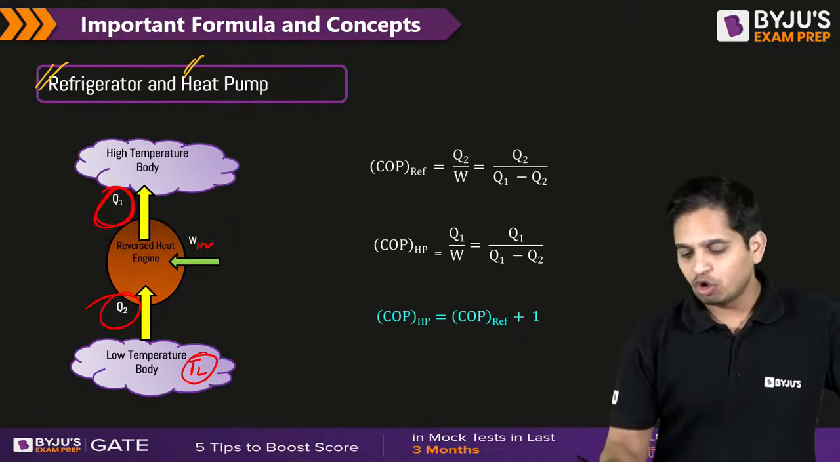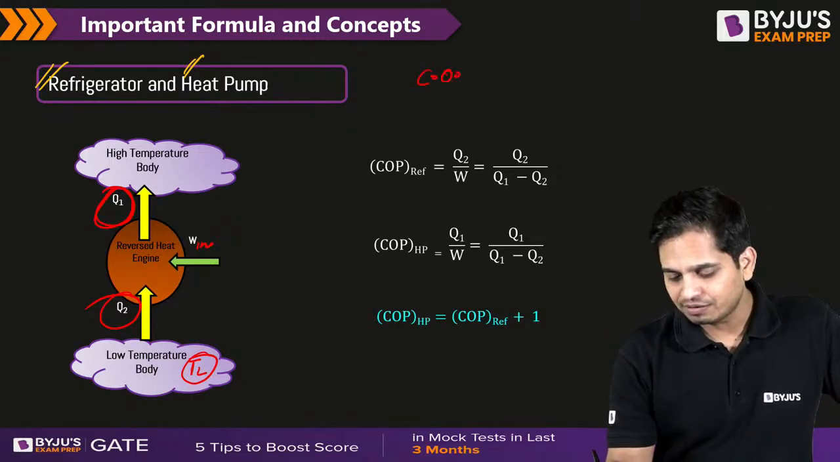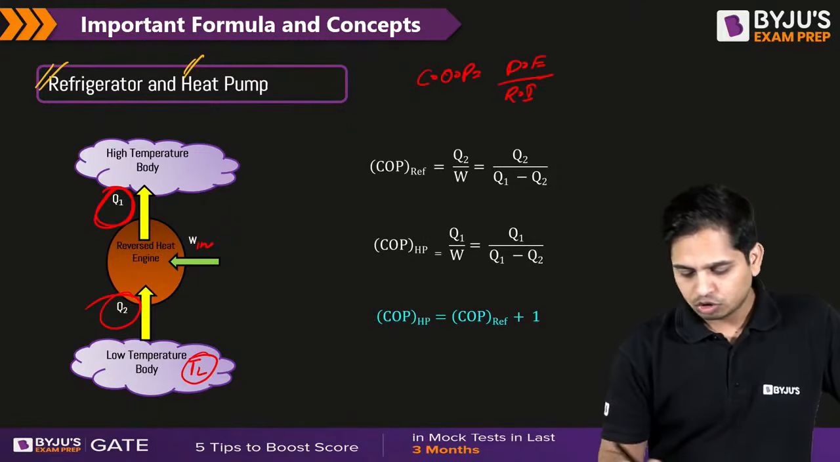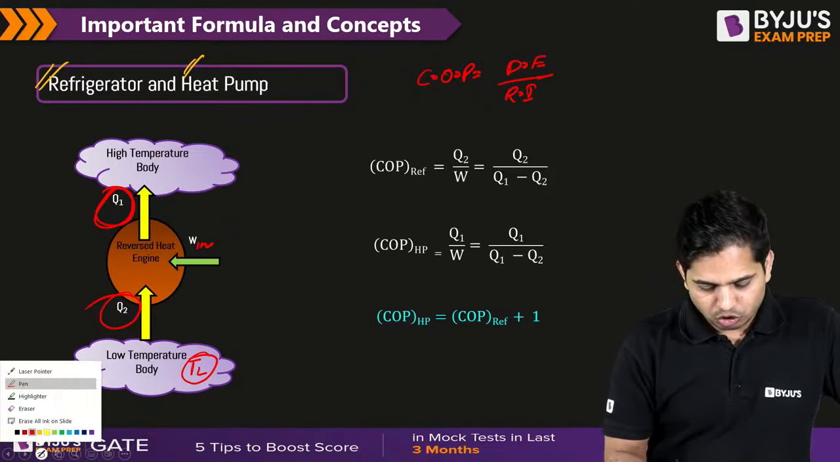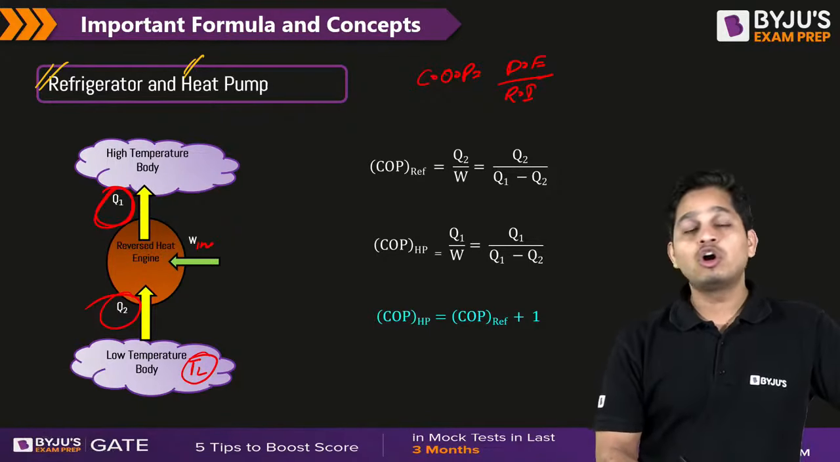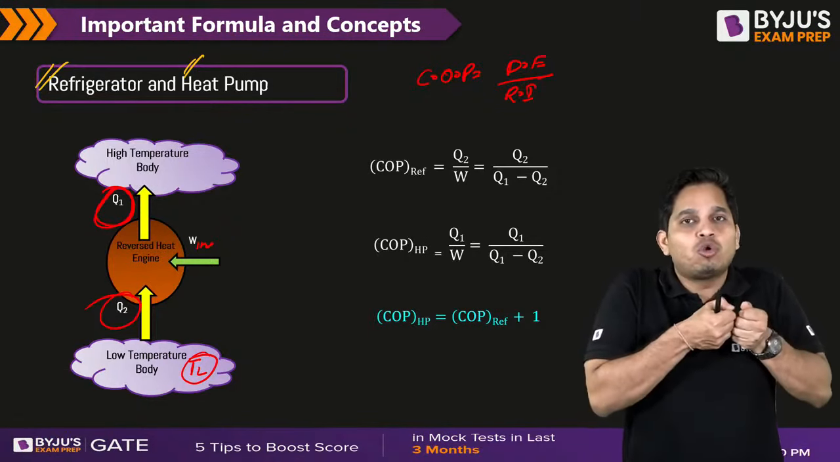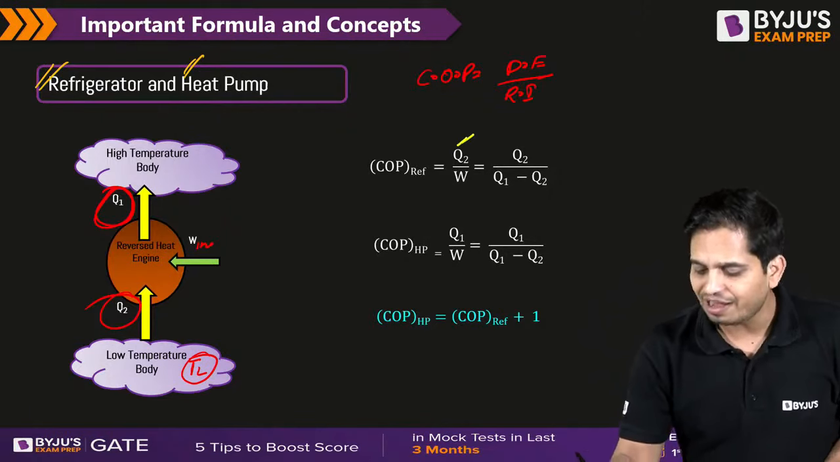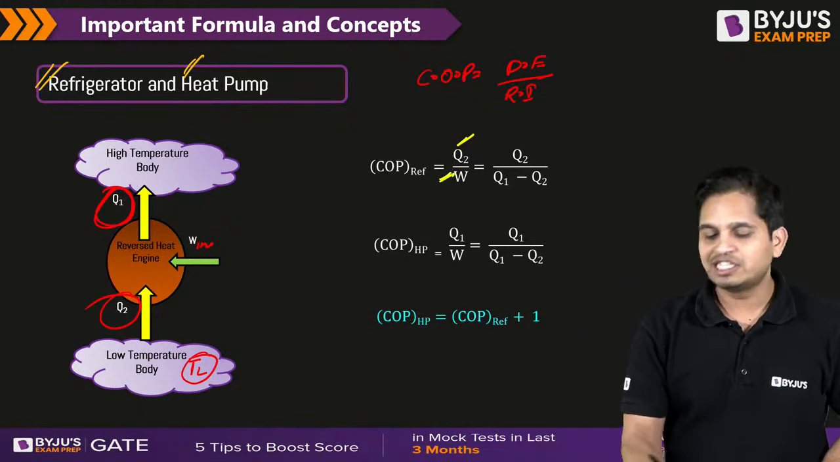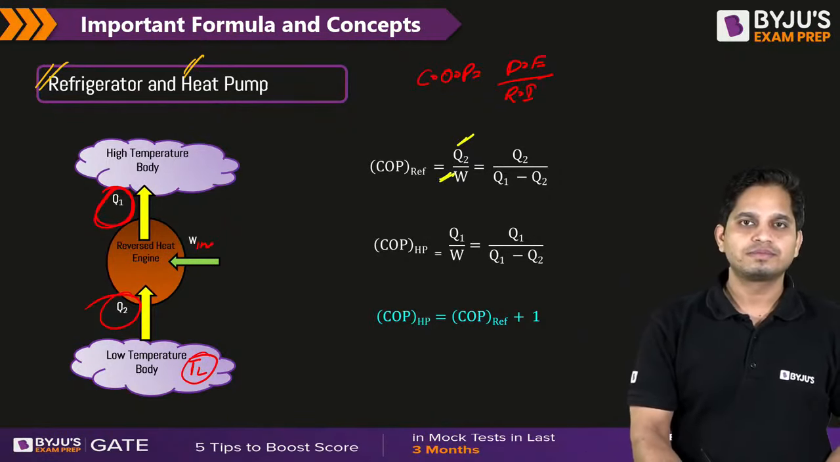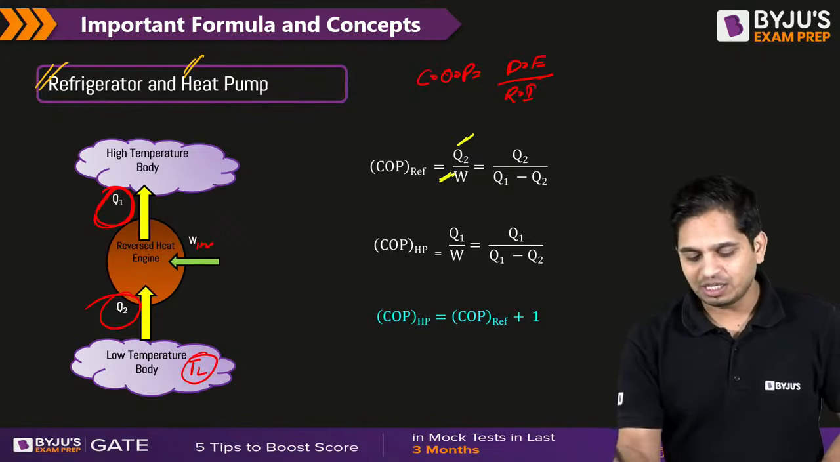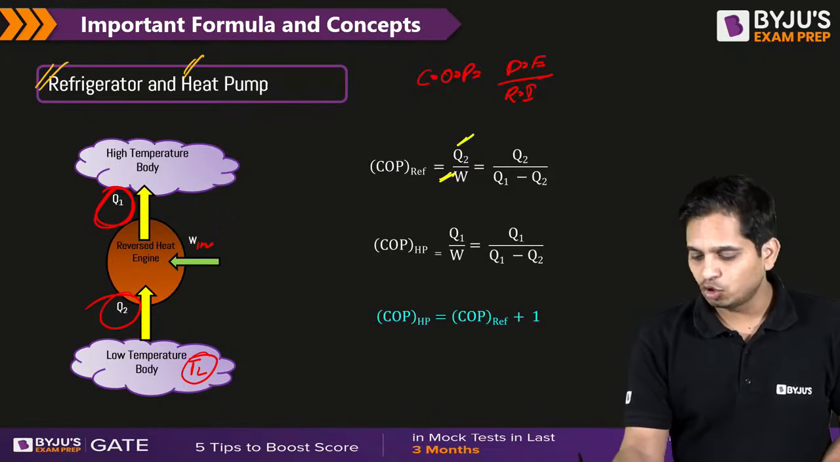Okay. So COP is always desired effect upon required input. For a refrigerator, because you want to maintain a lower temperature, you need to take out some heat to maintain that lower temperature. So this is your desired effect and this is your required input. And when you do an energy balance, you will get this.